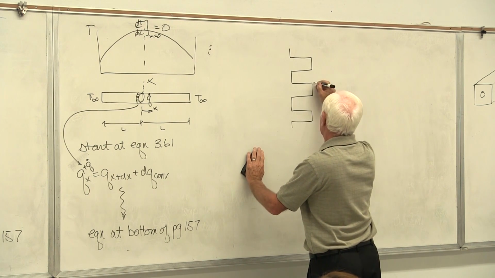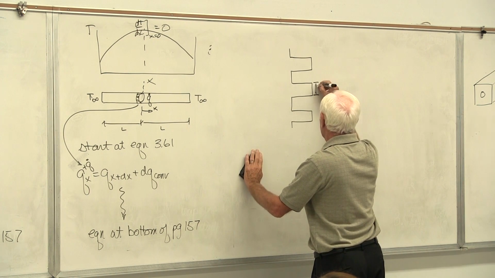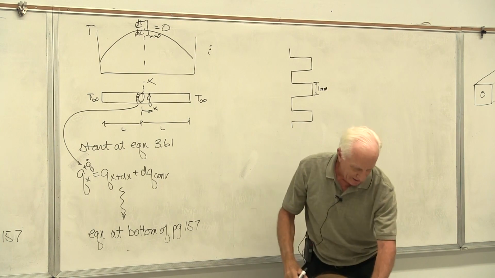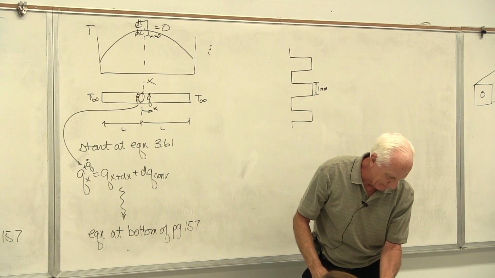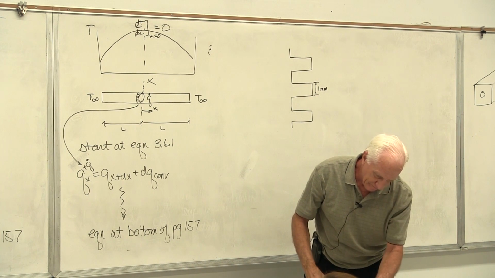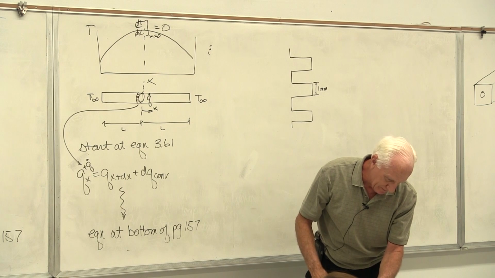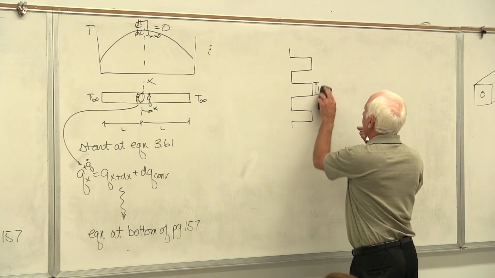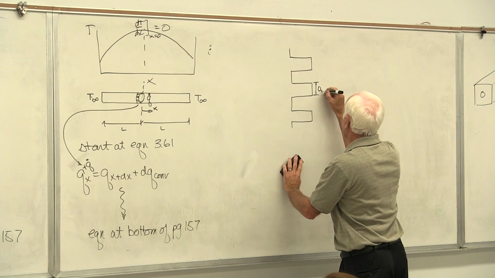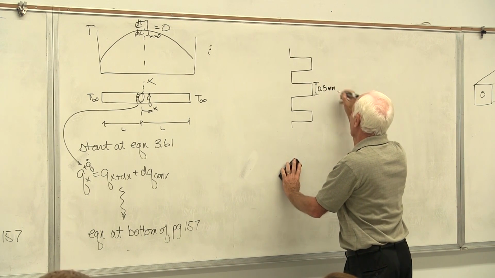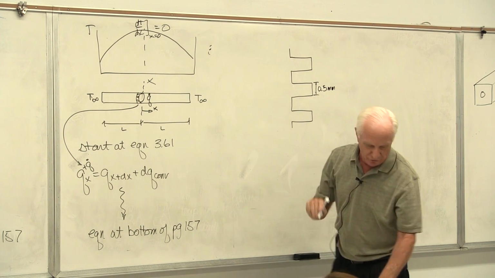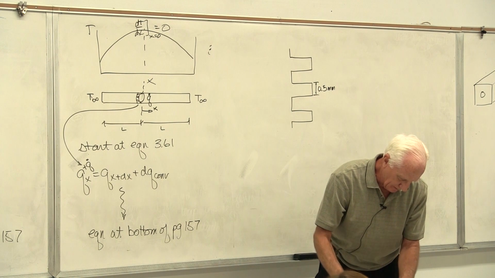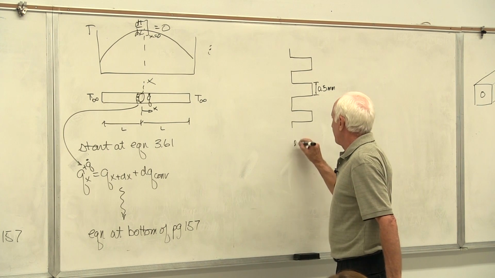Okay, the fin thickness is 1 millimeter. No, I think it's a half, if I remember right. Let me just check it real quick. Okay, 142, there it is. Half millimeter thick. So you use the equation that I told you about, equation 3105.